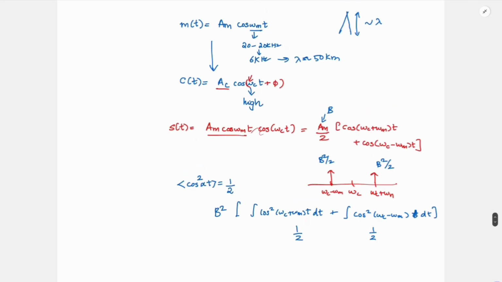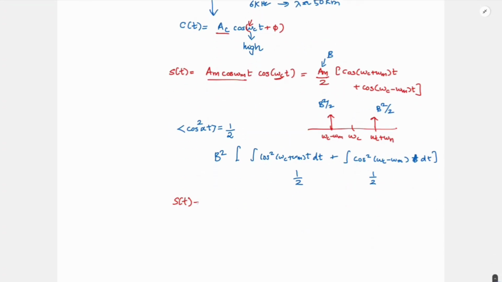So this is your amplitude modulation. And in conventional amplitude modulation, since the receiver should know what your carrier frequency is, along with this signal, we also send the carrier signal itself.